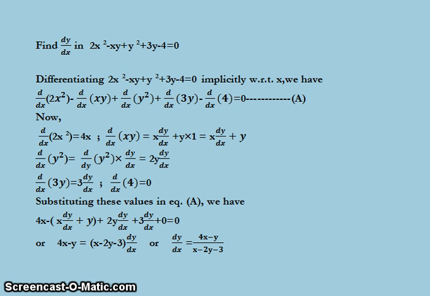With this we conclude this lecture on differentiation, which was based on differentiation of implicit functions, parametric functions, and the method of successive differentiation.